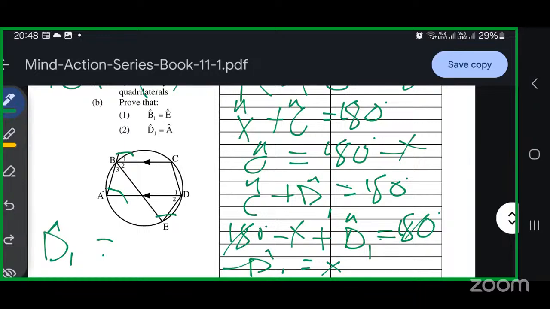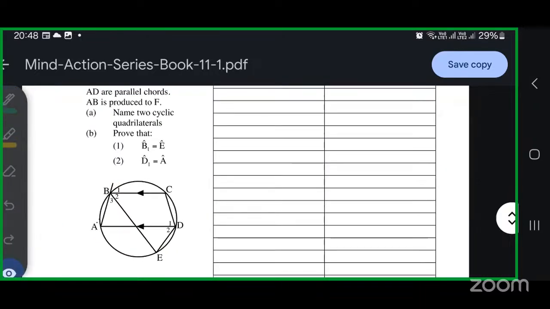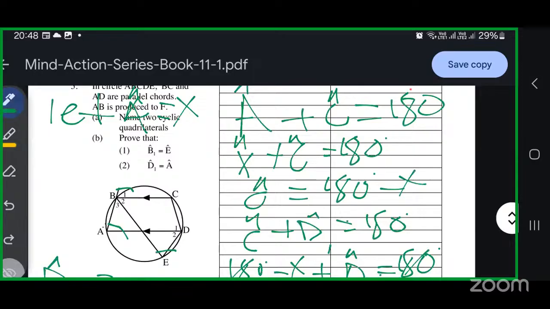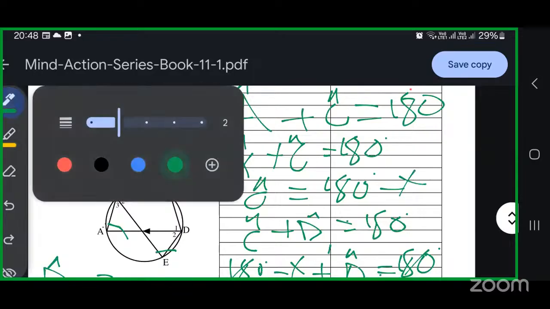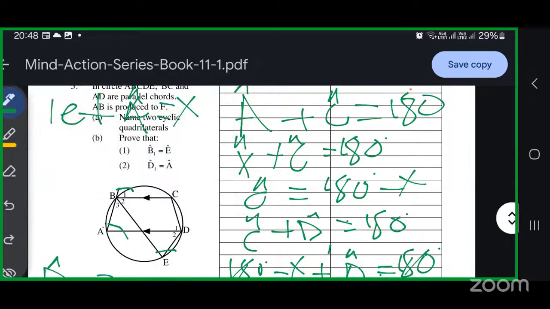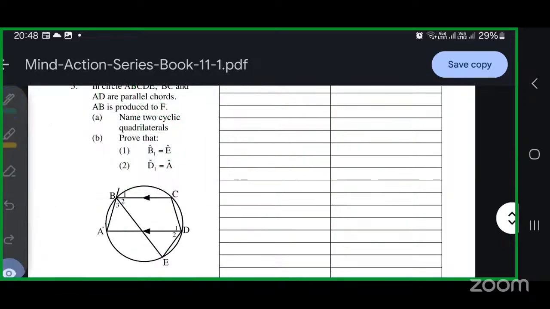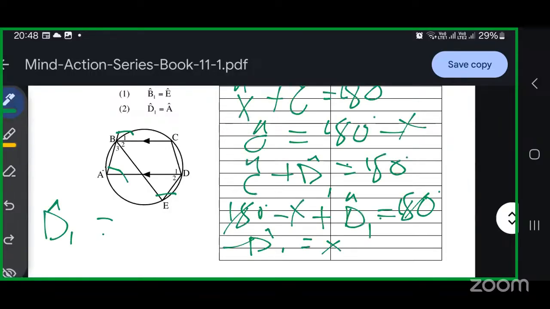Where is my A? My A is up there. We let A be x. Therefore, D1 is equal to A, because they are both equal to x. Then you are done just like that. Does it make sense to everyone, guys? Yes. Okay, guys, thank you.